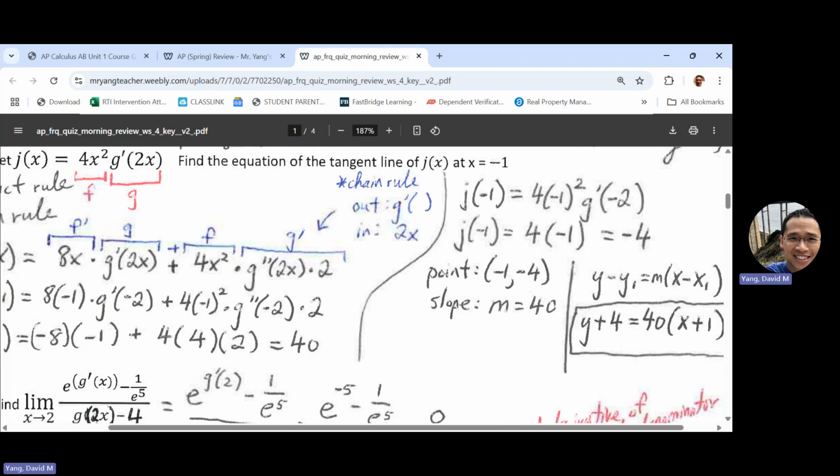Just as a reminder, what's the derivative of 1 over e to the 5th? Good, 0. And then 4 is also 0. Good. So make sure if we see pi or e, just treat them like constants. We don't do power rule with them. They're just numbers. Okay.